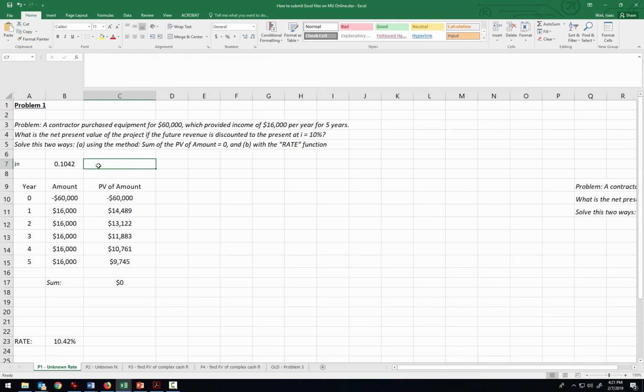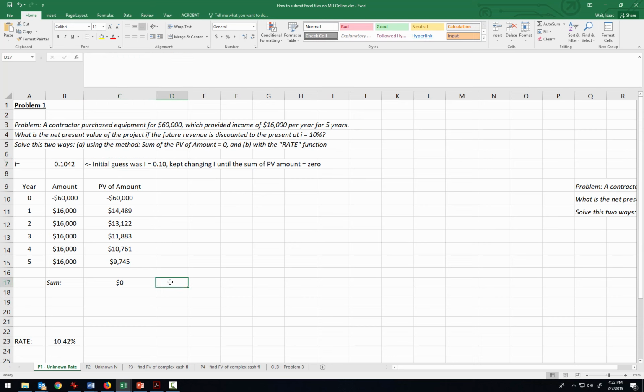What I often do is use this little arrow indicator, and I'd say something like: initial guess was I equals 0.10, kept changing I until the sum of PV amount equals 0. All right, so what you're doing there is you're both identifying the answer and you're also explaining a little bit more detail about how you got it.